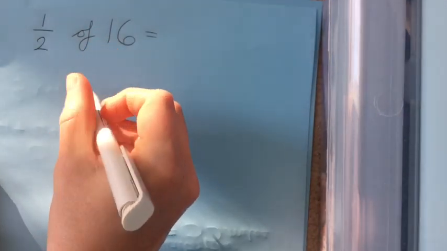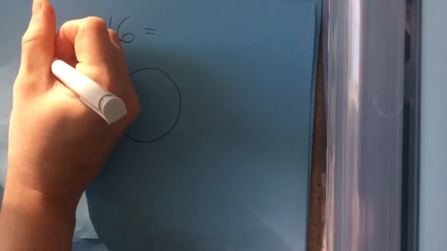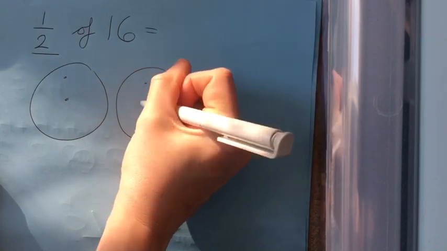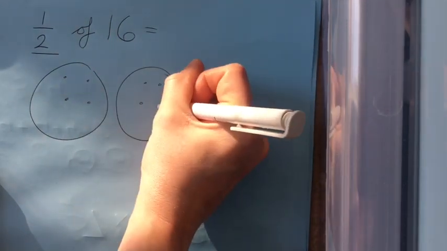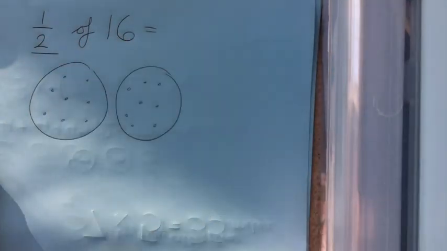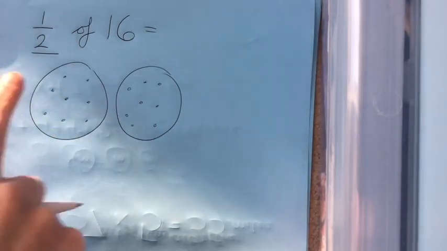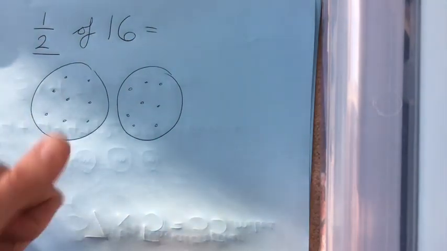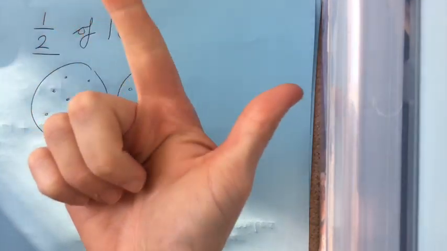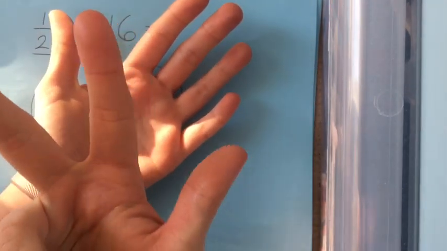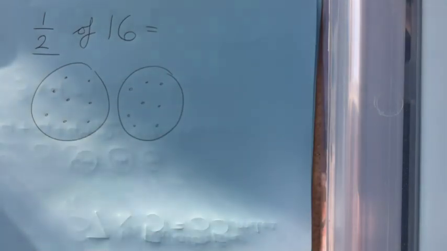So for this, I'm going to use a similar method to yesterday. I'm going to make my 2 circles. I'm going to split my 16 between them. 1, 2, 3, 4, 5, 6, 7, 8, 9, 10, 11, 12, 13, 14, 15, 16. And there should be equal amounts in each group. Another way of doing this is counting how many 2s go into 16. So 2, 4, 6, 8, 10, 12, 14, 16. So I have 8 fingers up. There are 8 2s in 16.